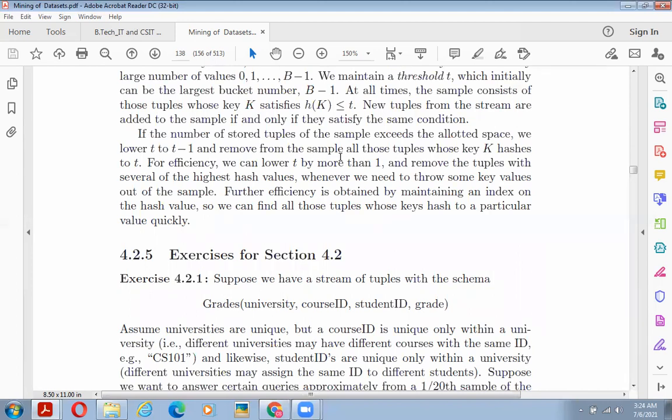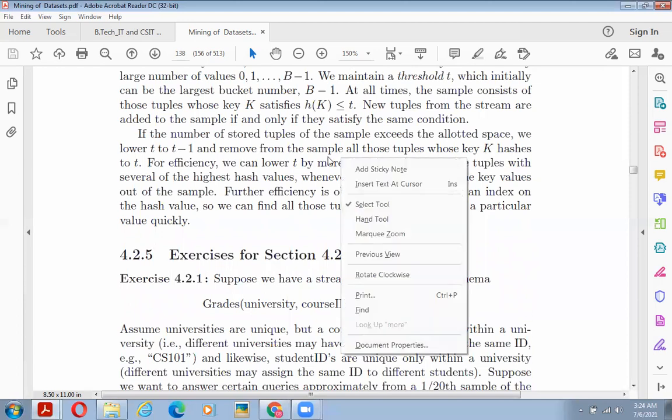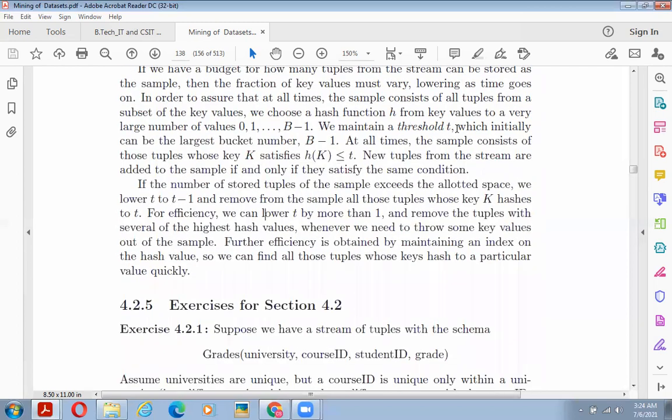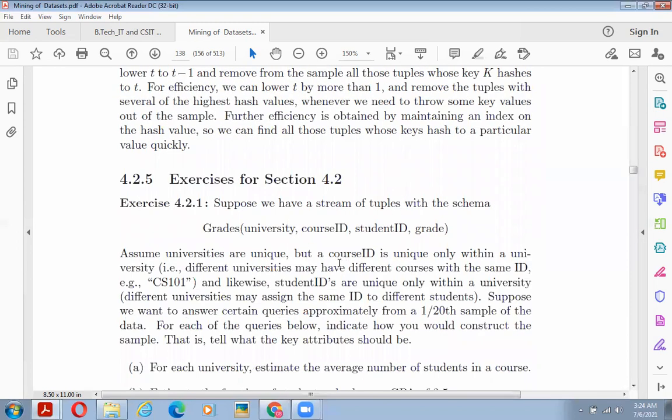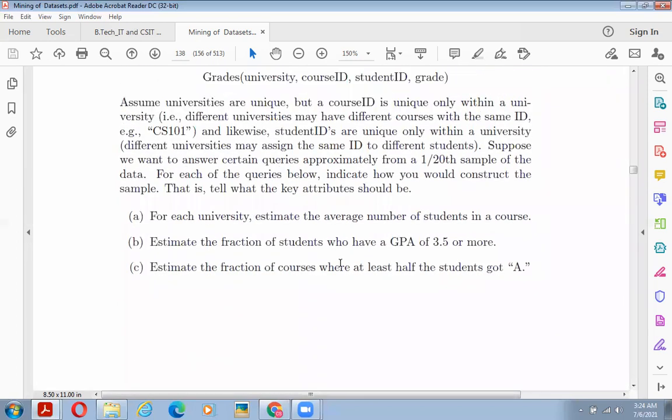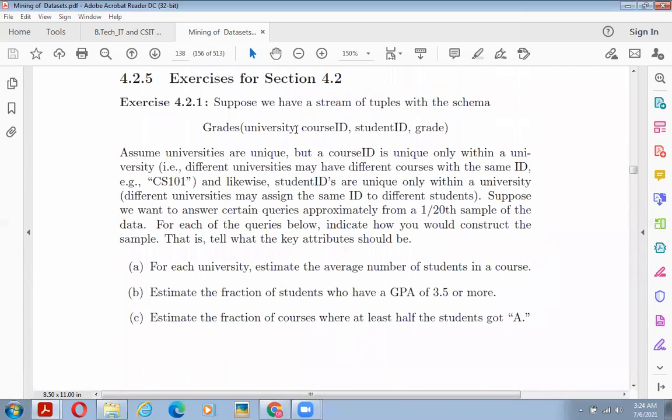In the previous section, we maintained a value A. Here, when we have a varying sample size, we fix this as a threshold t. Like this, we go. This exercise can be done like this. We have 1, 2, 3.